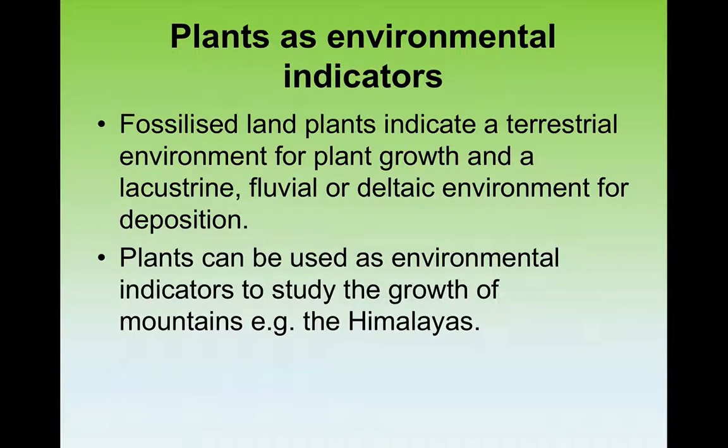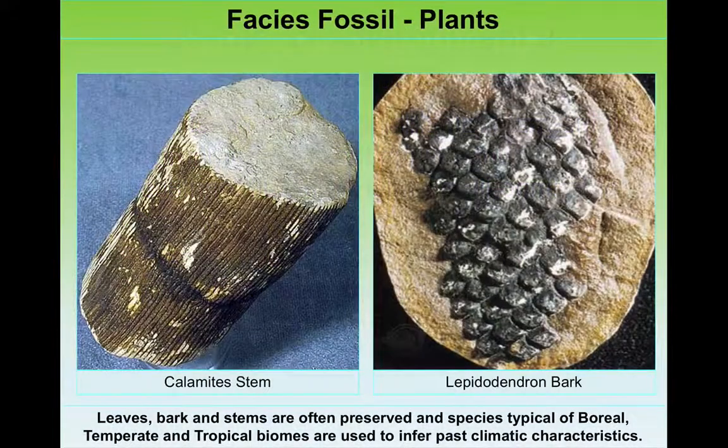Now, plants are useful for dating, but in particular, they're useful, I think, as environmental indicator fossils. We can tell what type of environment they grew in, perhaps what type of climate they grew in. They've been used to help us date, for example, the growth of the Himalayas, looking at fossilized species that grow at different altitudes, where we find those within the fossil record. So we get a good idea of the biome that these plants would have lived in, and as a result, the climate from the past.